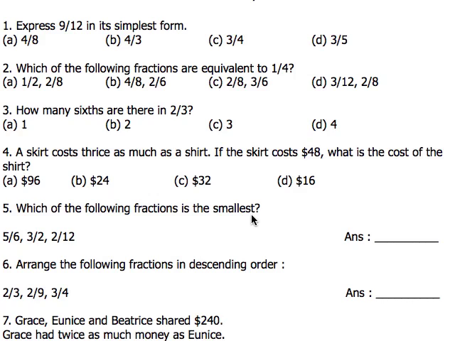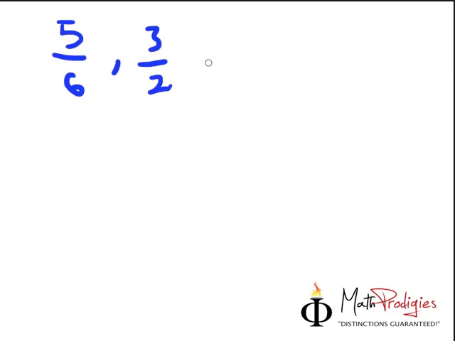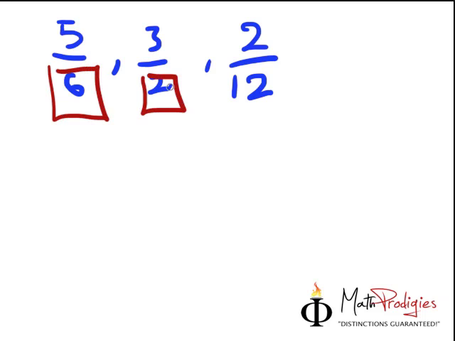Okay, the next one. Which of the following fractions is the smallest? 5 over 6, 3 over 2, or 2 over 12? Okay, I'm going to write this down again. Is it 5 over 6, 3 over 2, or 2 over 12? That's the question, right? Now, all these look different because their denominators, or their bottoms, are different. So what must we do? We must first of all make it all the same.